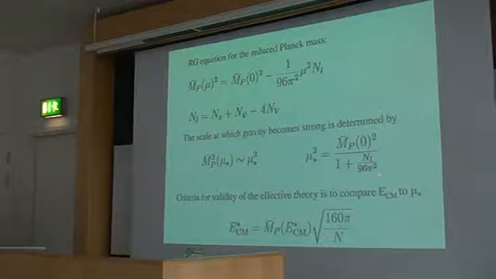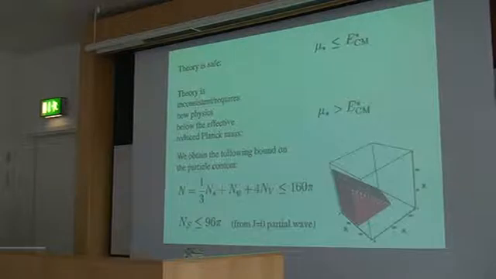Now, the criterion for the validity of the effective theory is to compare E center of mass to mu star, as we were discussing a second ago. And E center of mass, once you actually improve it, is this relation. So you have the Planck mass that is now depending on the scale at which you measure it. So you have 2 configurations possible.